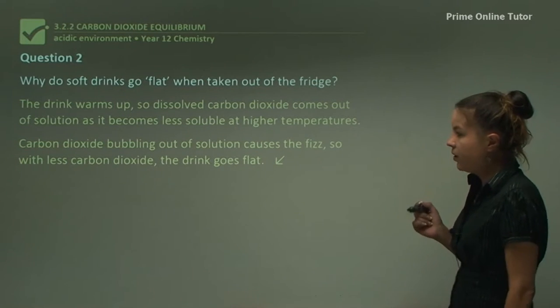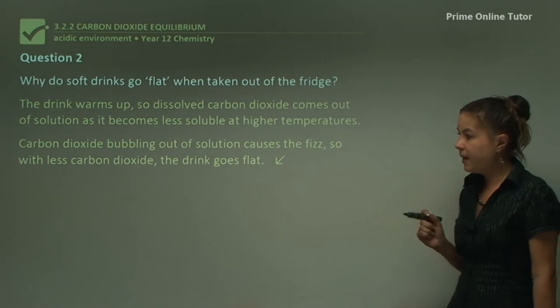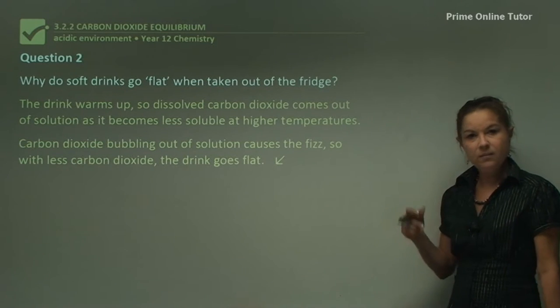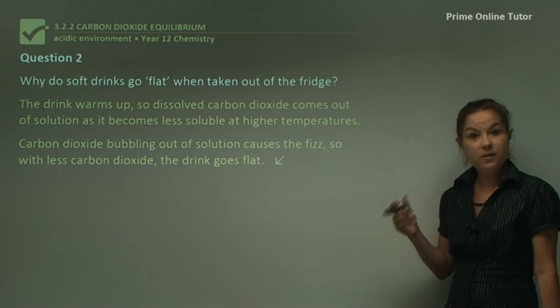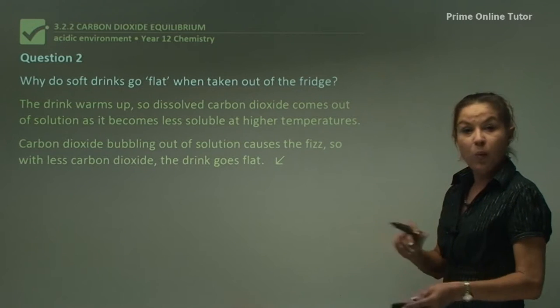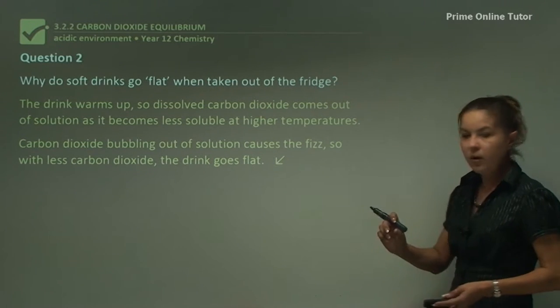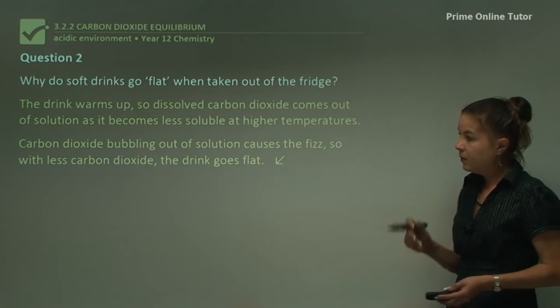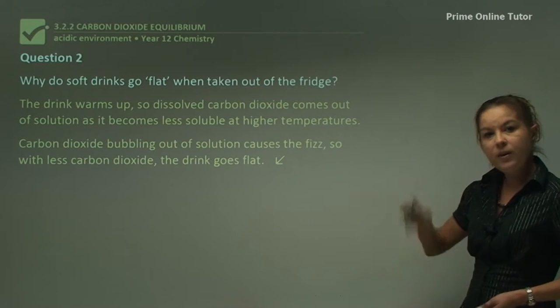So you can try this at home actually, if you get a can of soft drink and leave it out in the sun and get it nice and warm, and put one in the fridge and have two side by side. If you open both of them at the same time, you'll find that the warmer one will have less fizz.